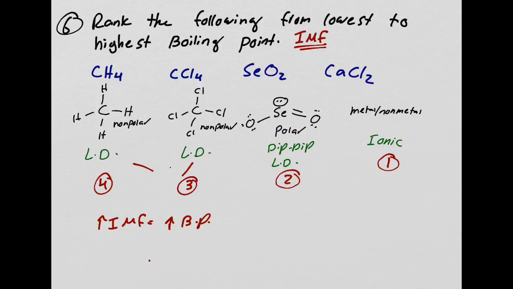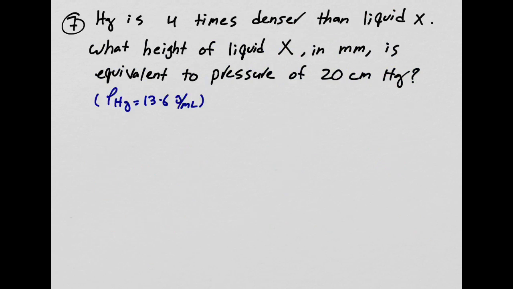Okay, so higher IMF would end up being a higher boiling point. So from lowest to highest: CH4, CCl4, SeO2, and CaCl2. All right, nice job. Hopefully you guys are getting this down. Here's our next practice problem. We're almost there. Two more, I promise you.